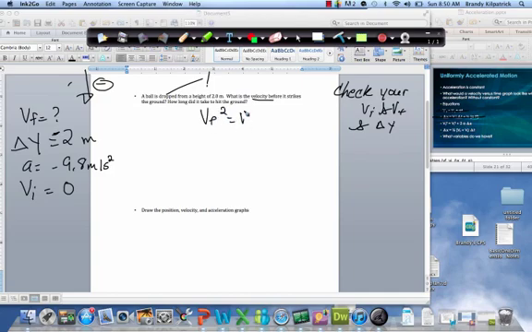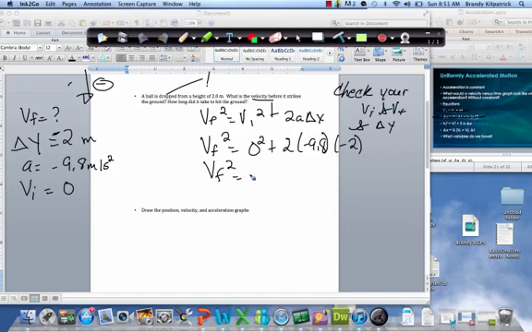So VF squared is equal to VI squared plus 2a delta x. So VF is unknown, VI is 0, acceleration is negative 9.8, and delta y is negative 2. So VF squared is equal to 0, so let's just go ahead and take that out. 2 times negative 9.8 times 2 should give me, I believe, 39.2. Yes, 39.2, it's positive because you have negative times a negative.